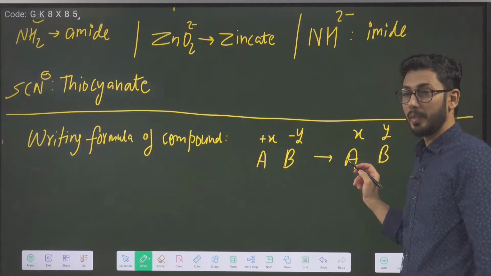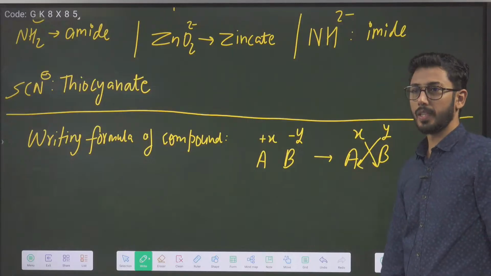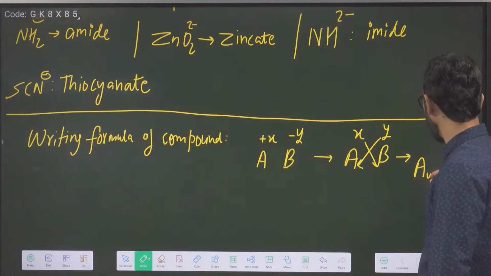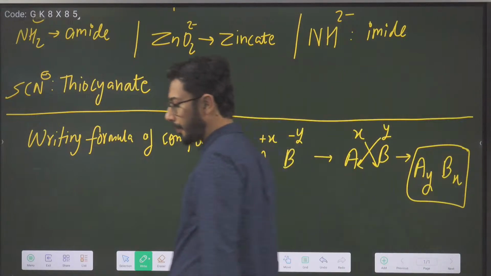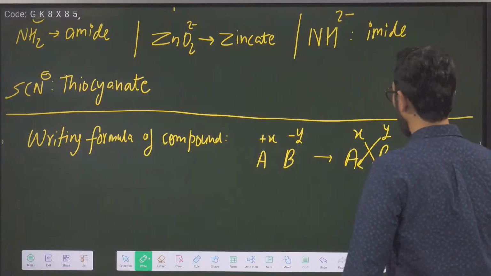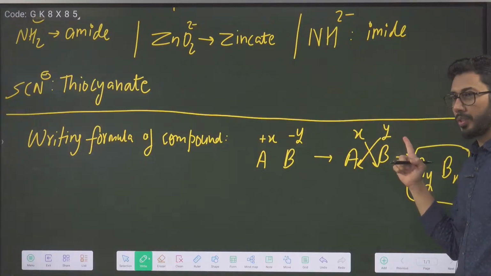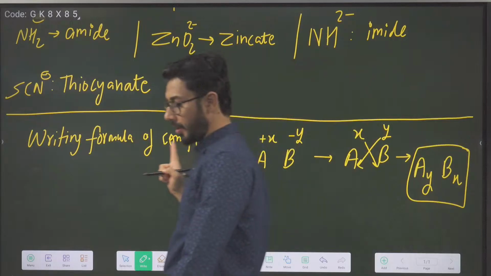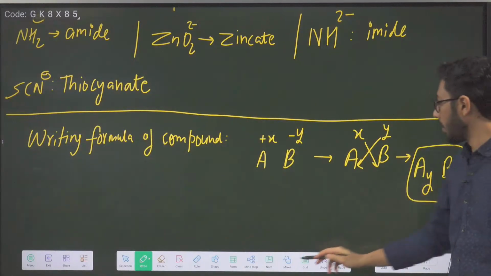Then, if you remember the term maybe from 9th standard, you have done the crisscross method, the crisscross rule. What is to be written as the formula? A Y and B X. Write the oxidation state, or the net charge of the cation and anion, over them, X and Y, and then cross multiply. This will give you the formula of the compound.